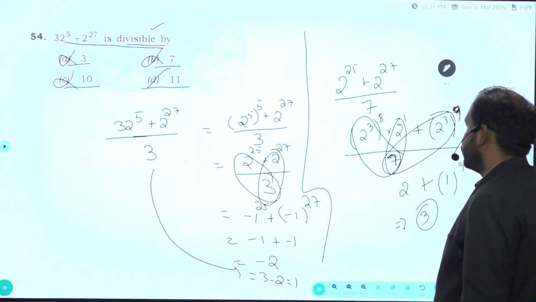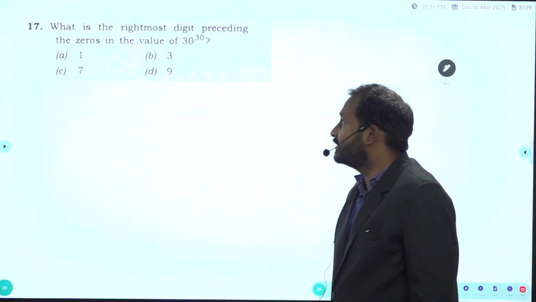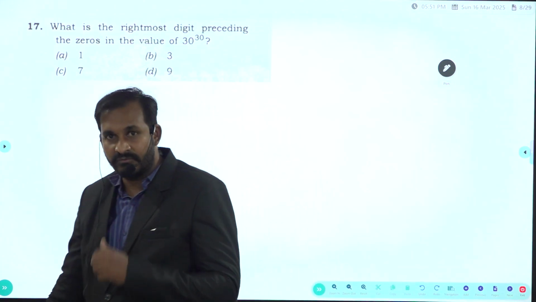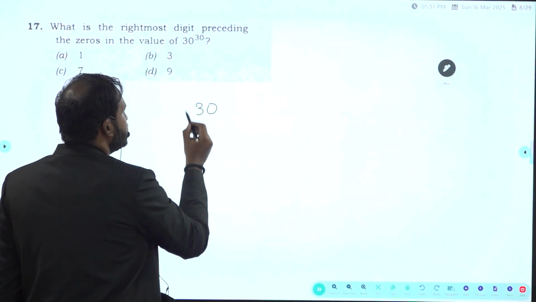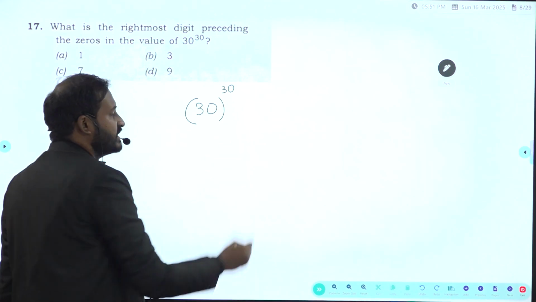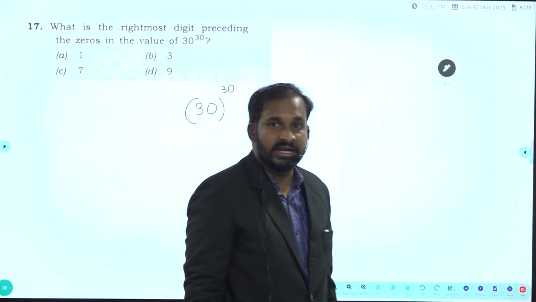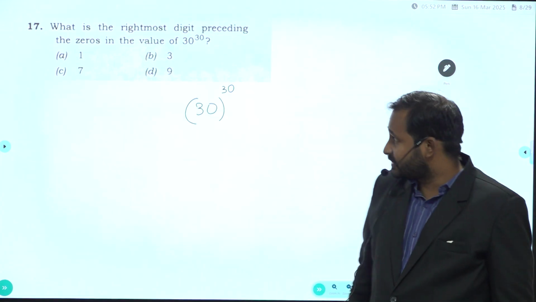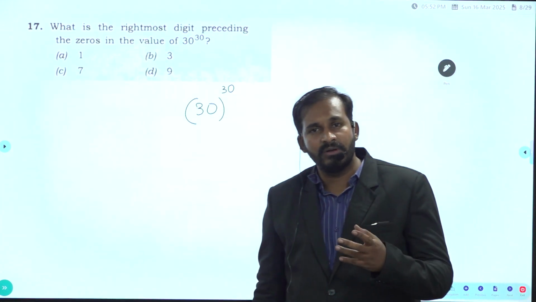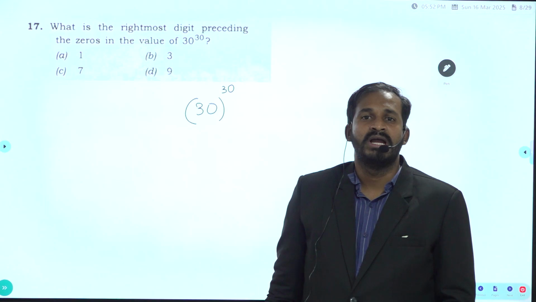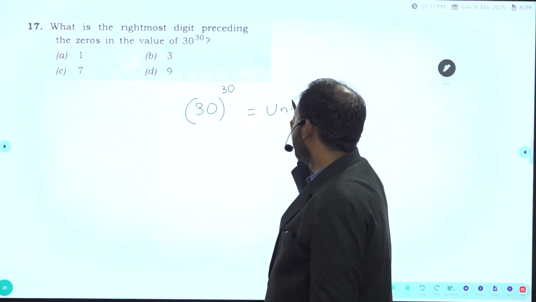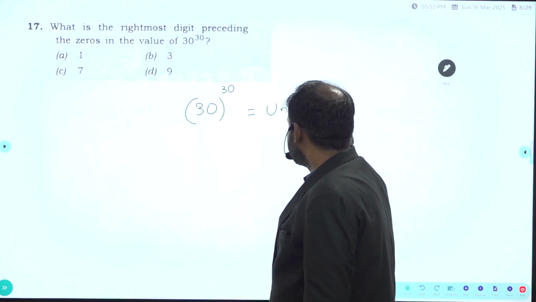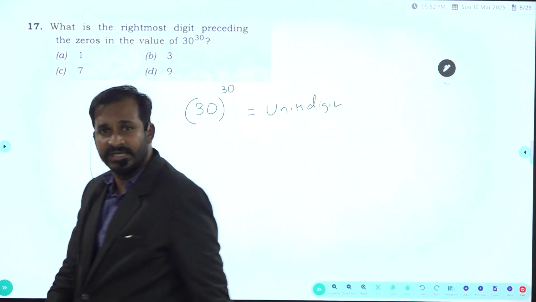Okay, next one. What is the rightmost digit preceding the zeros in the value of 30 power 30? They are asking us what is the rightmost digit which is preceding the zeros in 30 power 30. First of all, we should identify this question belongs to which concept. Actually, this question belongs to our units digit concept.